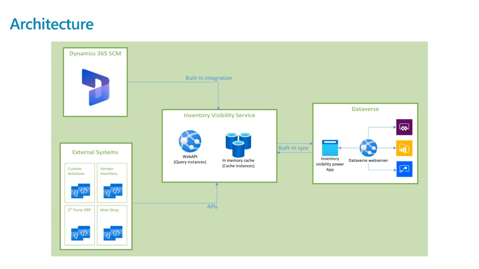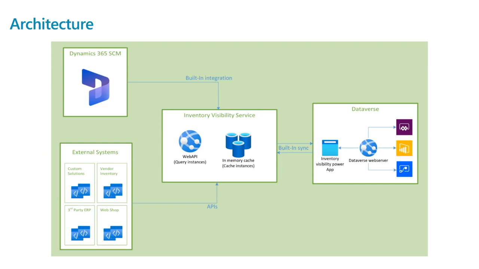So you can have a scalable in-memory cache. As your inventory on hand data load increases, it will automatically scale and will give you the optimum performance. And that's the main advantage of having an inventory visibility service outside of D365, that you can not only have the view of inventory from D365, but you can also have a view of inventory for the other external systems. It also takes away the load from the D365 SCM system itself, and you can query and entertain as many requests as possible throughout the day as part of your process flows.